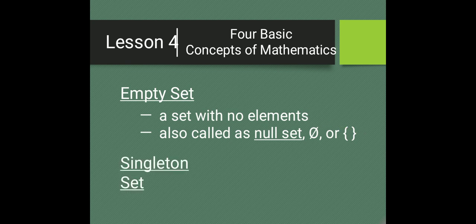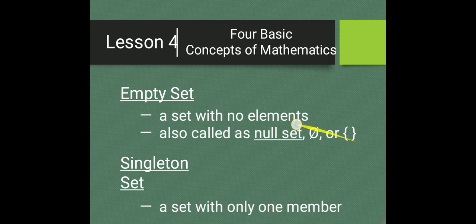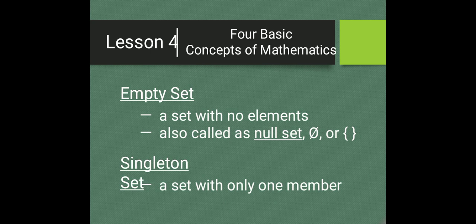Okay. We also have this one, the singleton set. What is a singleton set? Unlike the empty set, the set with nothing inside, we also have a set with only one element. A set with only one member. What are examples of this? Is there a set that has nothing inside? Say for example, this one: the set of natural numbers less than 1.